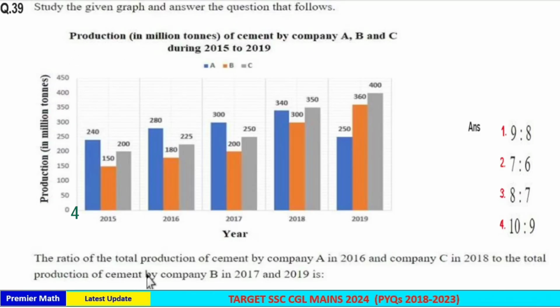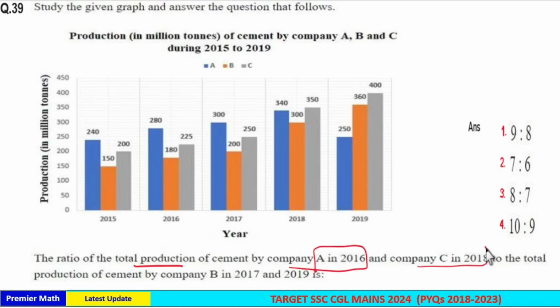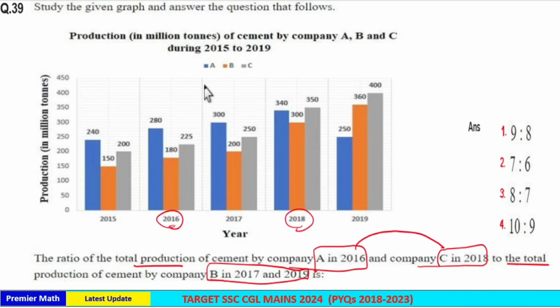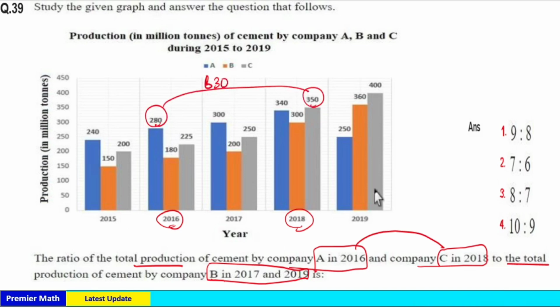Here a graph is given. The ratio of total production of cement by company A in 2016 and company C in 2018 to the total production of cement by company B in 2017 and 19 is? Here first take the sum of production of company A and C in 2016 and 18. Here this blue graph represents company A, orange represents company B, and grey bar represents company C. So in 2016 and 18, company A produced 280 plus 350, total 500 plus 130, 630 units.